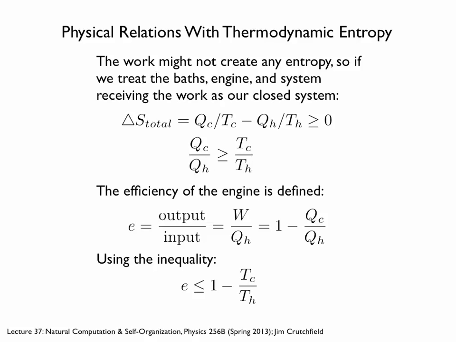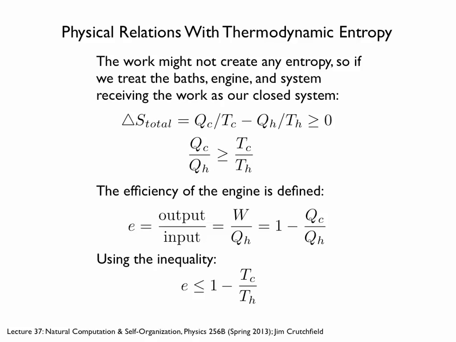We know that because it obeys the second law of thermodynamics, and the work that you're extracting doesn't necessarily have to increase the entropy at all, the total entropy of this system could just be the heat absorbed by the cold bath over the temperature of the cold bath, minus the heat given off by the hot bath over the temperature of the hot bath. And that has to be greater than 0. So then you have this relationship for the two heats of the hot bath and cold bath, and the temperatures of the hot bath and the cold bath.